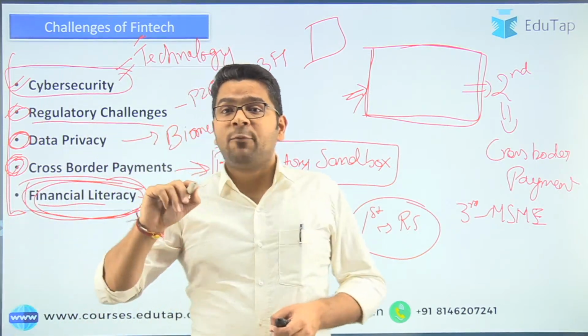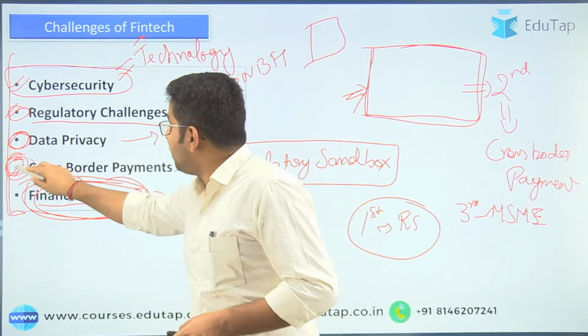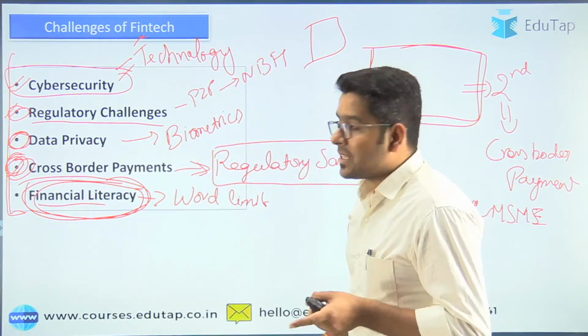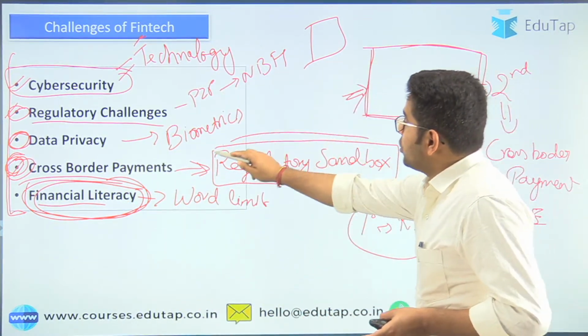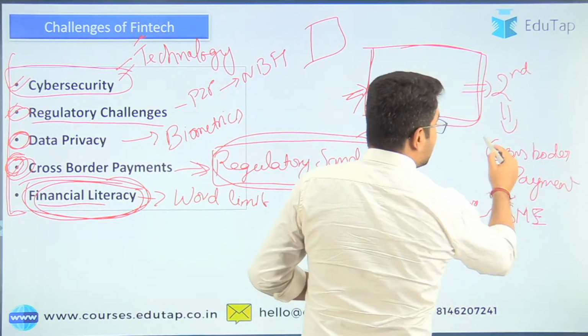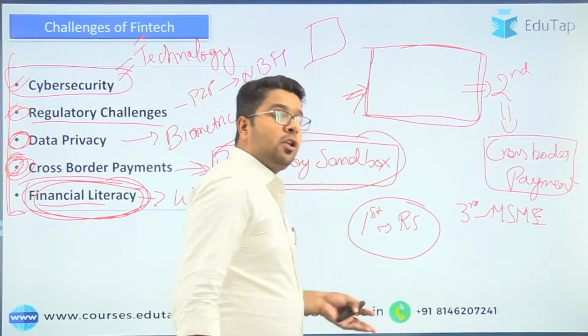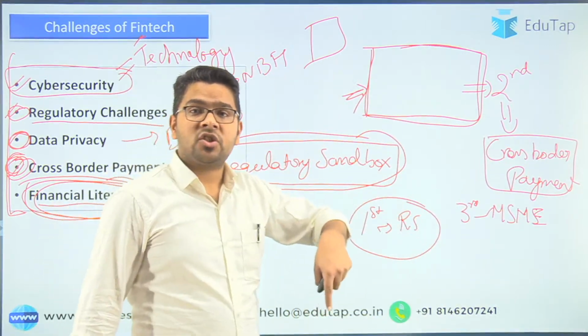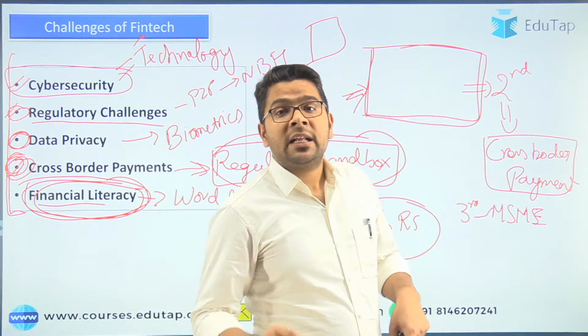And one of the key challenges for fintech is cross-border payments, and that's why RBI has come up with the regulatory sandbox 2 quadrant, and the theme of that quadrant is cross-border payment. I have given you the theme for the third. In the comment section you need to tell me about the first.